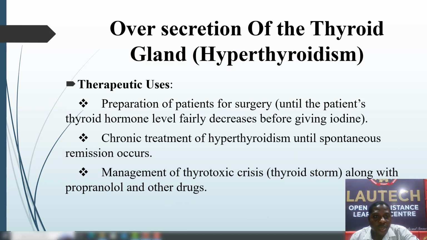So therapeutic uses. Preparation of patient for surgery until the patient's thyroid hormone level fairly decreases before giving iodine. Chronic treatment of hyperthyroidism until spontaneous remission occurs. Then management of thyrotoxic crisis, thyroid storm, along with propranolol and other drugs.